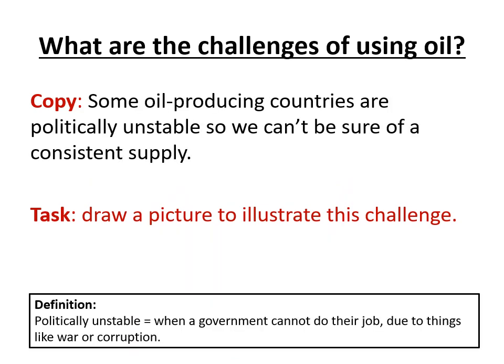And a final one, some oil producing countries are politically unstable. The definition for that is at the bottom, when a government cannot do their job due to things like war or corruption. So some oil producing countries are politically unstable, so we can't be sure of a consistent supply.